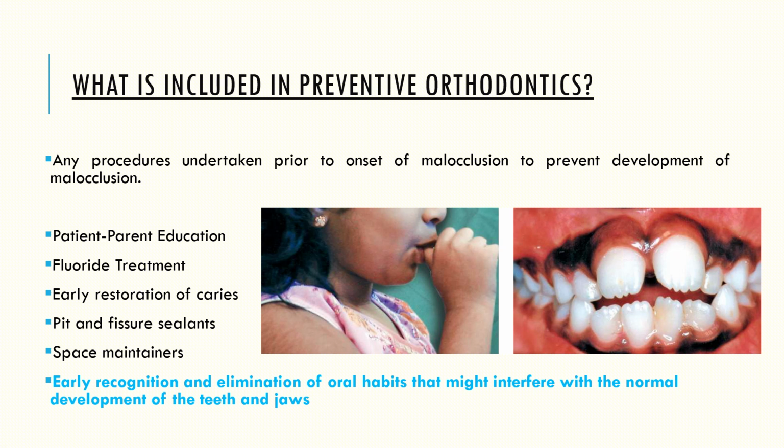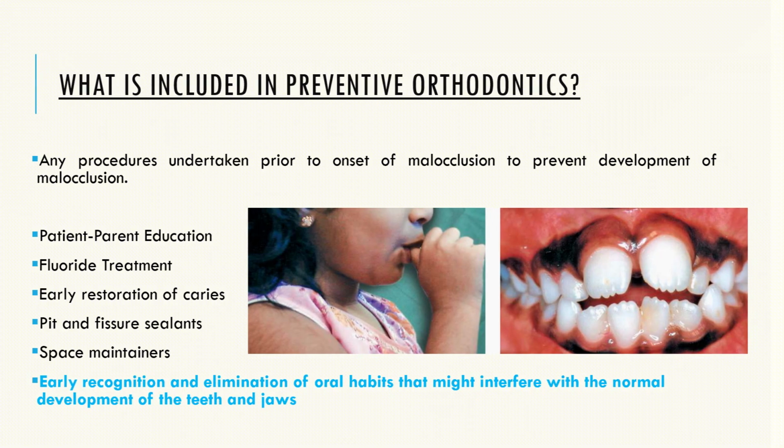Lastly, we come to early recognition and elimination of oral habits. Here we are talking about oral habits like tongue thrust, thumb sucking, mouth breathing, which might interfere with the normal development of the teeth and the jaws. Early recognition and taking steps for elimination of these oral habits is a very effective way to prevent malocclusion and thus preventing orthodontic treatment as a whole.